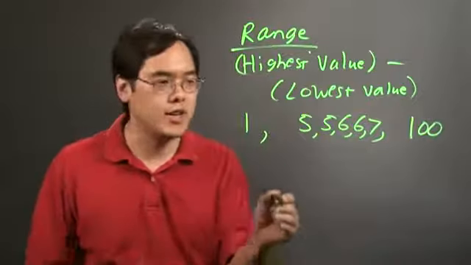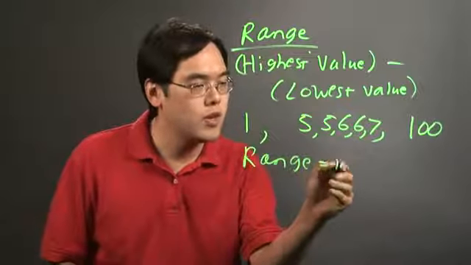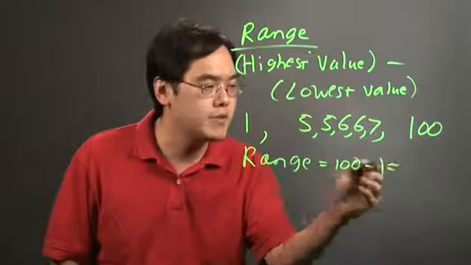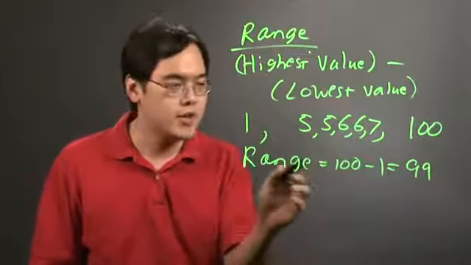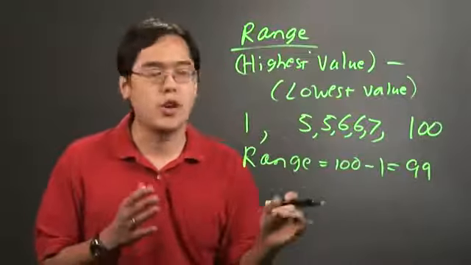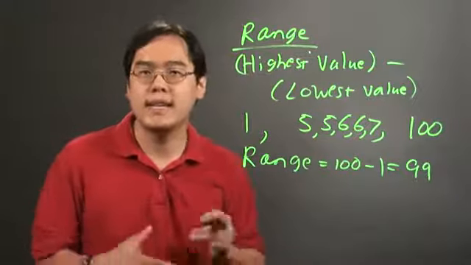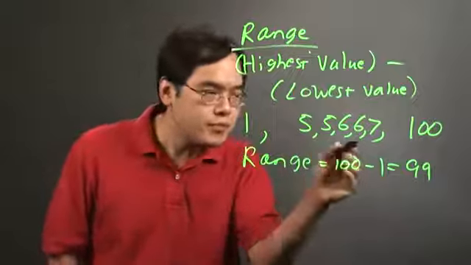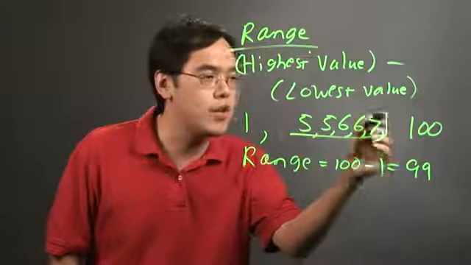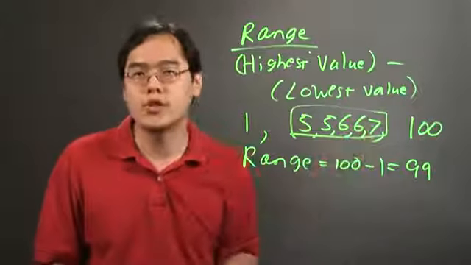Now, the range here is 100 minus 1, the highest minus lowest, which is going to be 99. So it tells you on the surface that the data points are pretty spread out. There are 99 units between the lowest and highest. But what it doesn't tell you, and here's a weakness of the range, is that a majority, 5 out of 7 data points, are very, very close together.